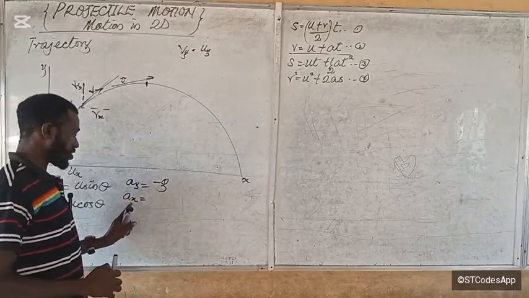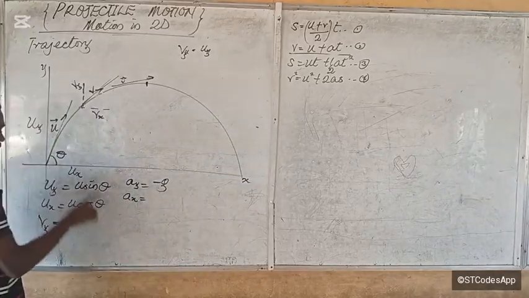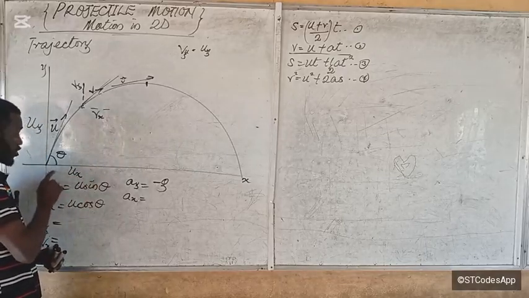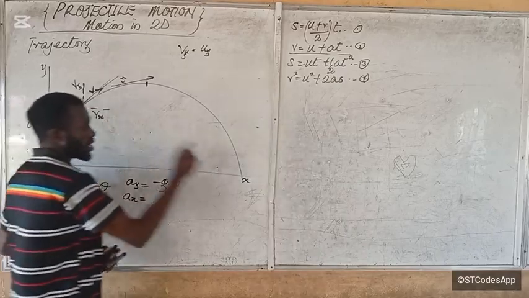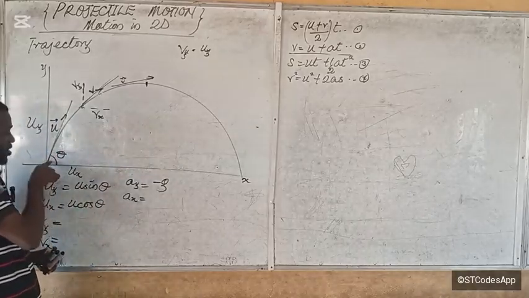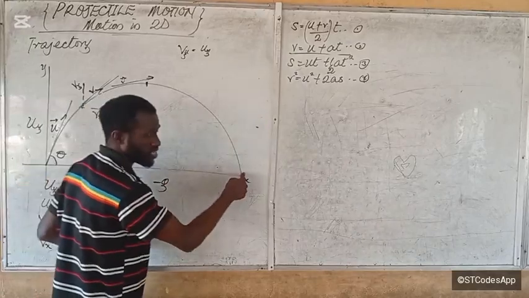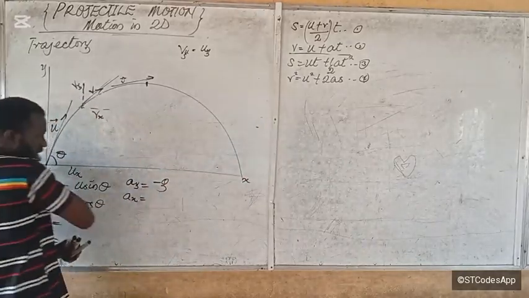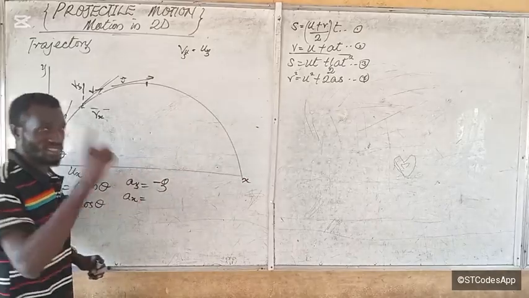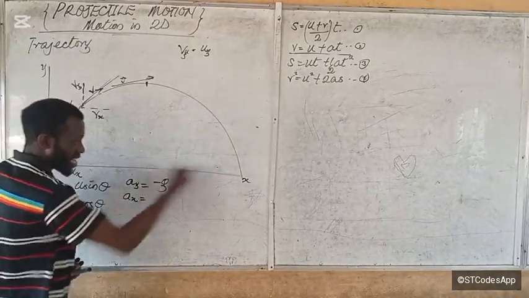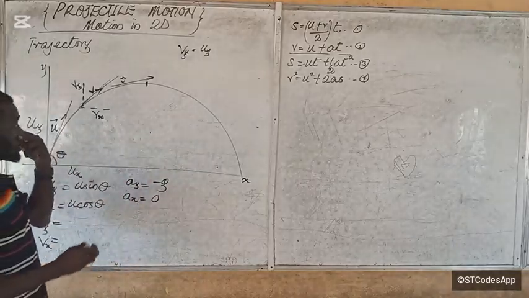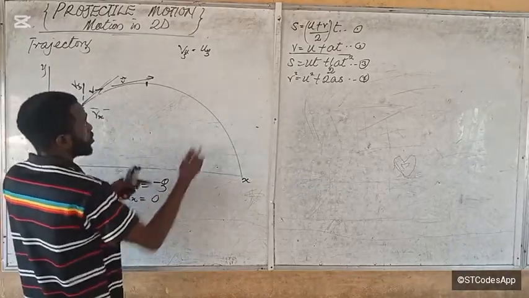Then the acceleration on the x-axis is going to be such that if the velocity of this body is changing on the x-axis, then it is going to have a value. But as you can see here, the velocity with which it started here was maximum, and the velocity that it ended with here is maximum. So it means that the body did not change velocity across the x-axis. Because of that, a sub x is going to be 0. The velocity did not change on the x-axis at all. So acceleration here is going to be 0.